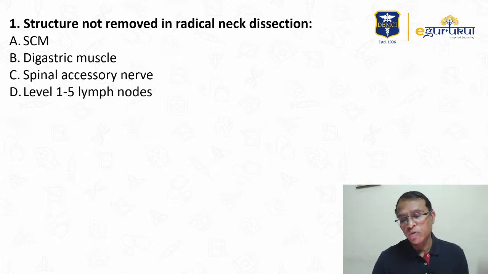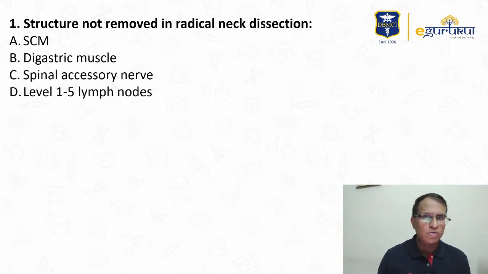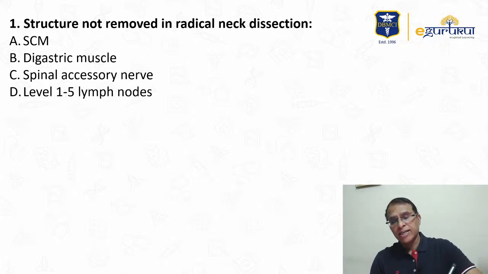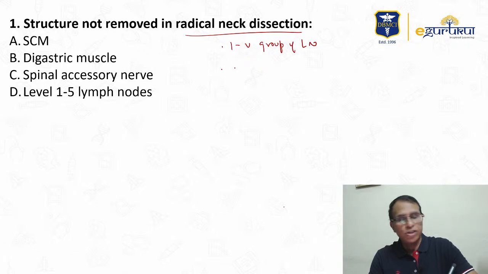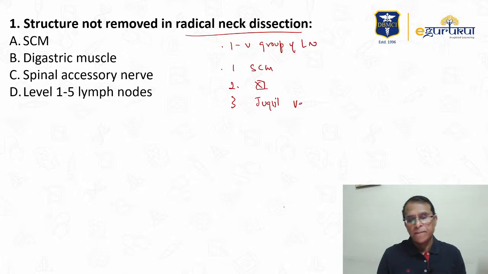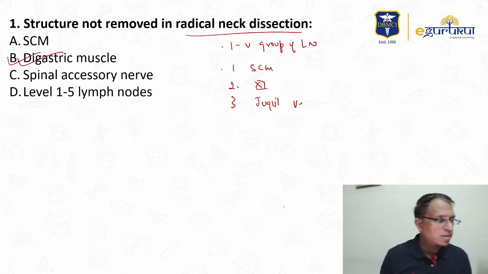Okay, structure not removed in radical neck dissection is a straightforward question. This is discussed mainly in surgery but also in ENT, that in radical neck dissection we remove 1 to 5 groups of lymph nodes and 3 structures, and the 3 structures are sternocleidomastoid muscle, 11th nerve and jugular vein, isn't it? So obviously we don't remove the digastric muscle.